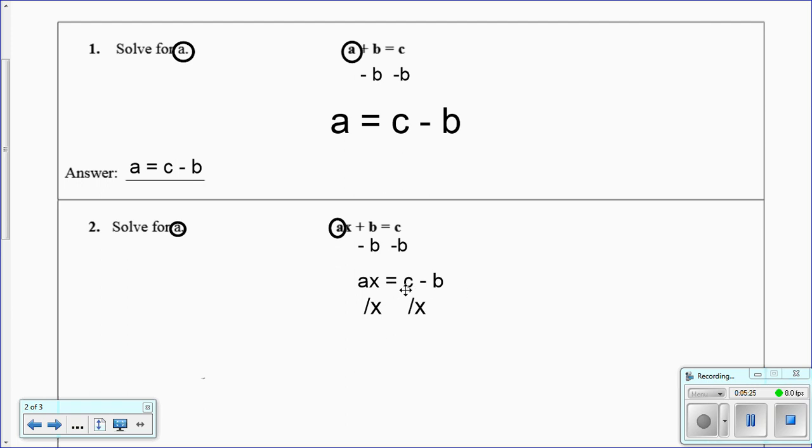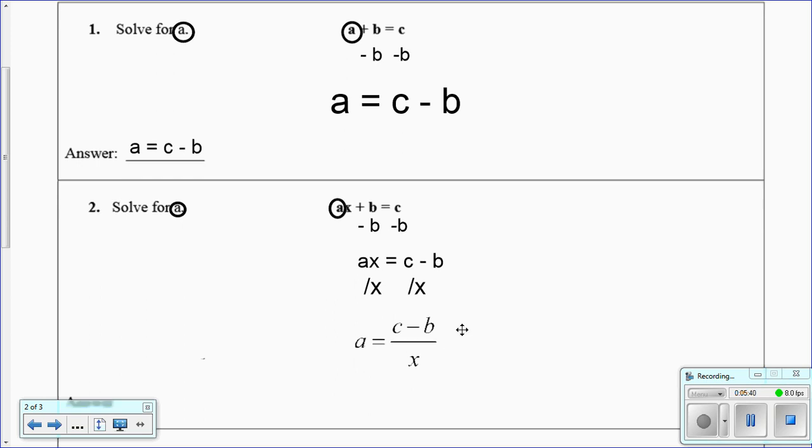And when I divide this side by x, I'm dividing the entire side by x, not just the c, not just the b, everything. Okay? So I end up getting a equals c minus b all over the x. Okay? And that's my answer. Circle? No circle. That's my answer.